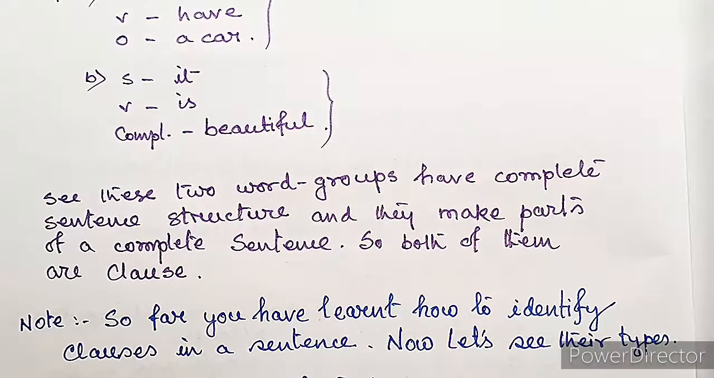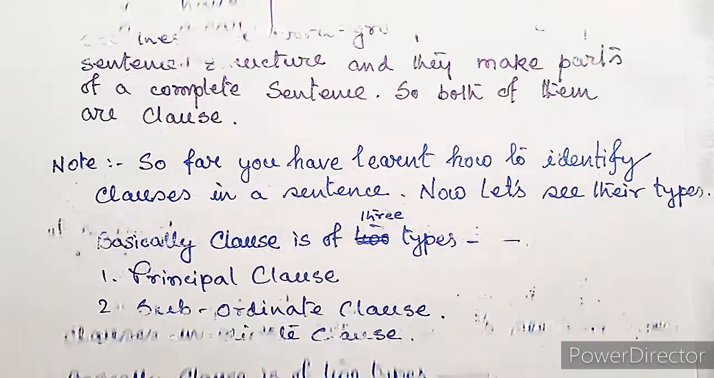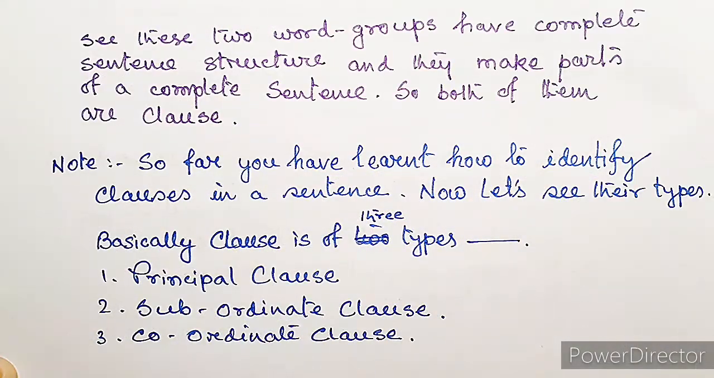Now note, so far you have learned how to identify clauses in a sentence. Now let's see their types. Basically, there are three types of clauses. One is principal clause, the other is subordinate clause, and the third is a coordinate clause.